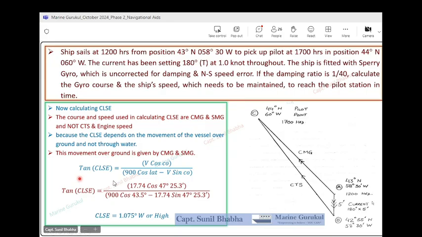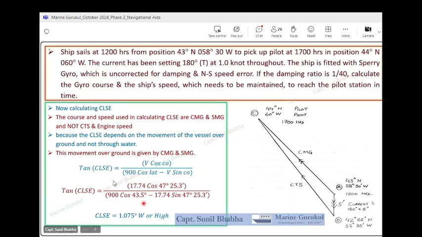So once this is understood, applying the CLSE formula, tan CLSE is equal to V cos course divided by 900 cos lat minus V sin course. Putting the values here, you see we have used the speed made good, 17.74 knots. And we have used the course made good, that is the course between Alpha to Charlie, not the course between Bravo to Charlie. We have used the course made good.